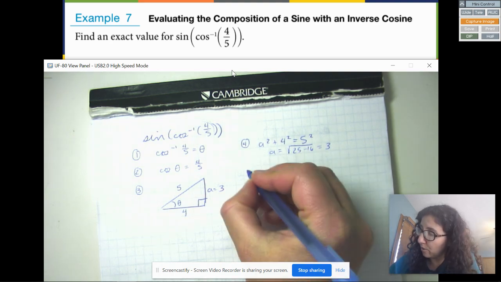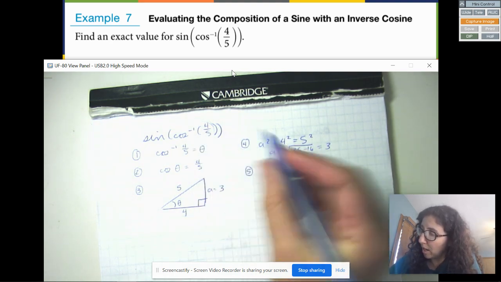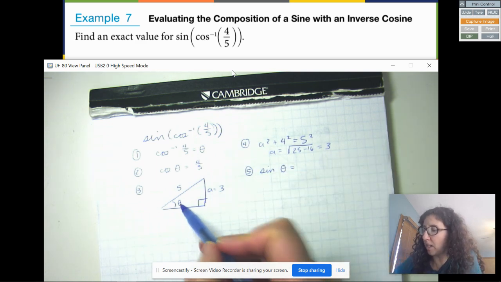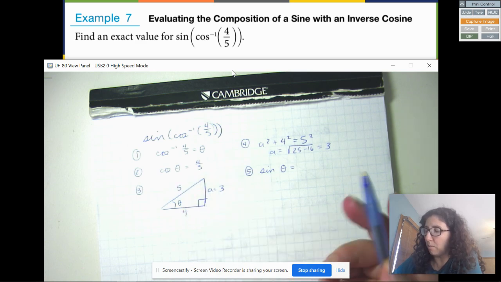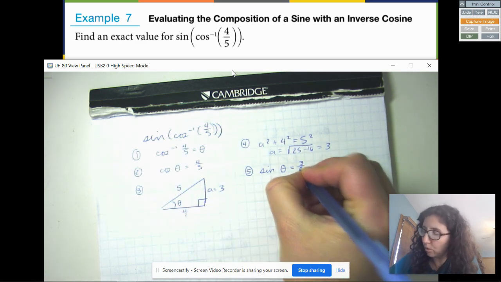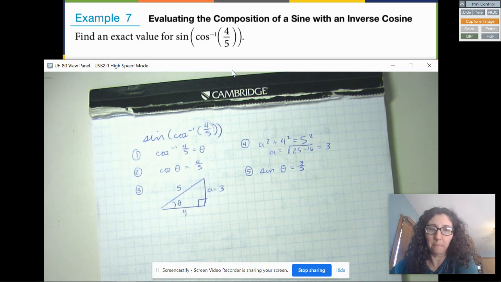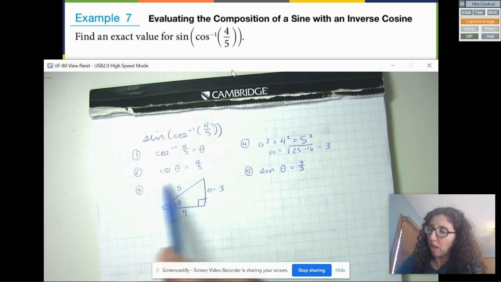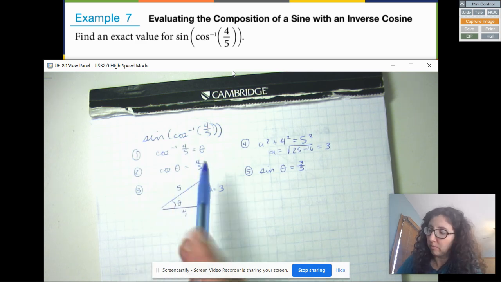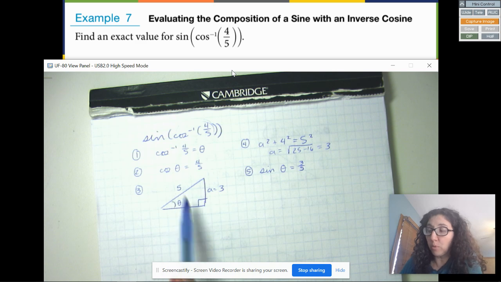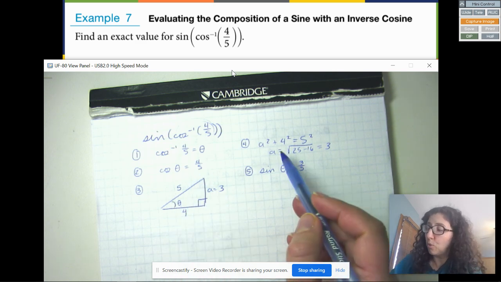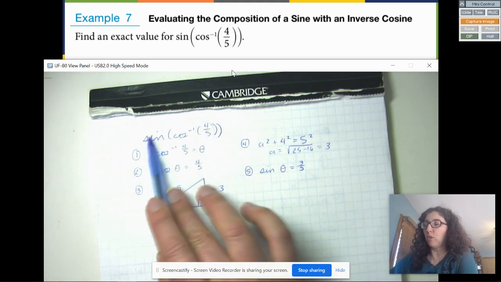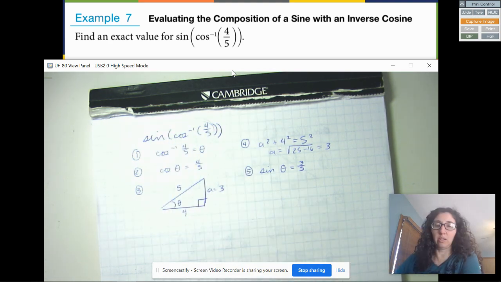Okay, so now our 5th step is we write sine of theta equals what? Well, sine of theta is opposite over hypotenuse. So 3/5. There's our answer. Okay. So first, we write our inside function. Then we write it like this. Then we draw our triangle, label the 2 sides that we know. 4th step, find the 3rd side. 5th, look at our original question and find that trig ratio.